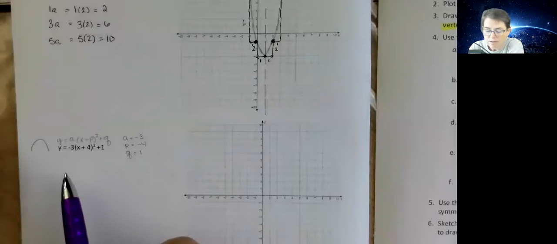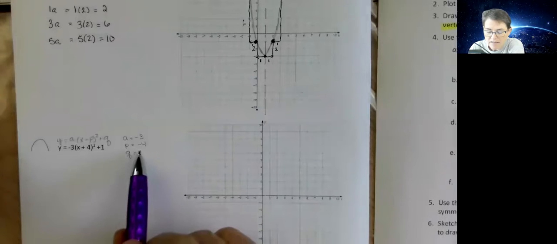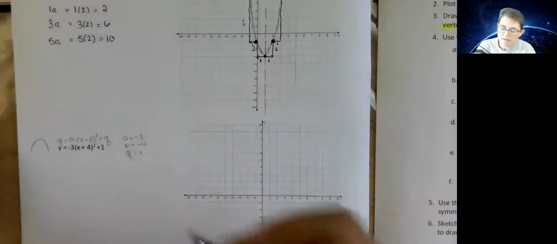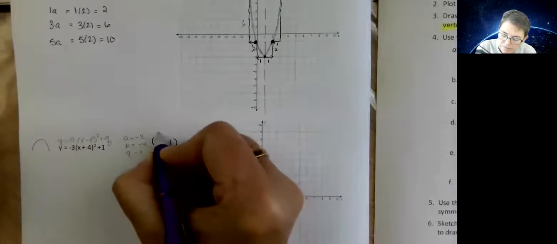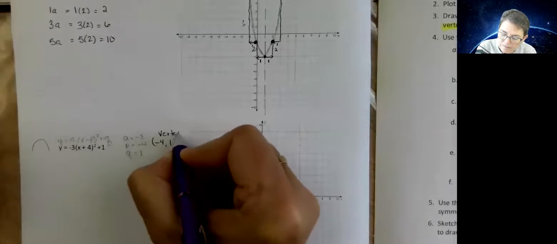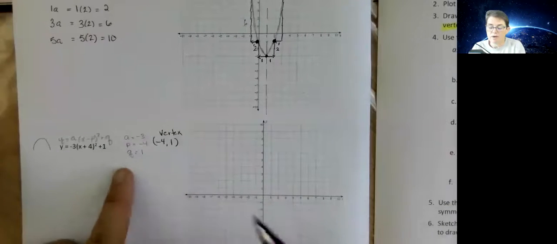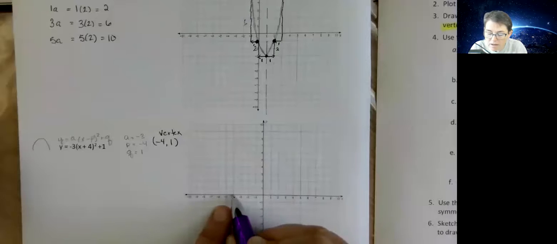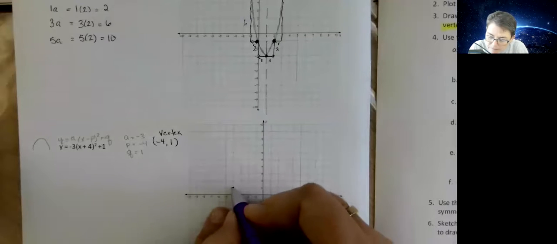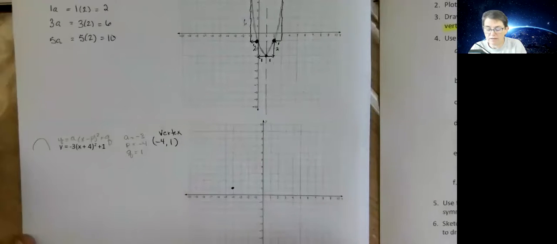And step number 2 says plot the vertex. Well, the vertex is at minus 4, 1. So basically, we're just plotting p and q. So minus 1, 2, 3, 4, and 1 up. There we go. So again, we know it's going to go this way somehow or other.